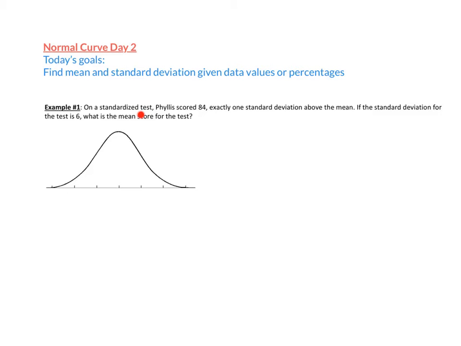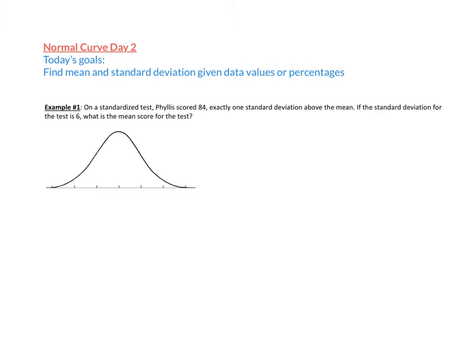So it says on a standardized test, Phyllis scored an 84, exactly one standard deviation above the mean. If the standard deviation for the test is 6, what is the mean score? Okay, so as always, whenever I do any normal curve question, I want to make sure I have this picture set up. So I want you to make sure that that's abundantly clear on your papers and that you're drawing the picture every single time.